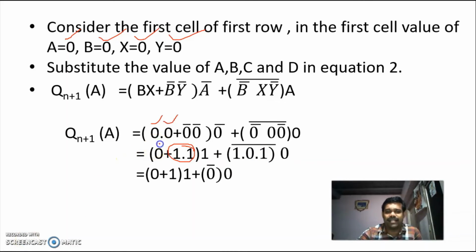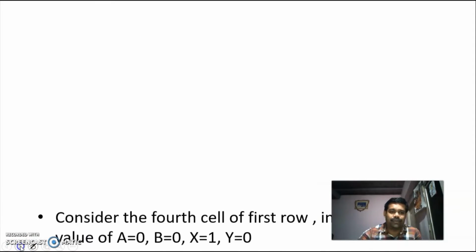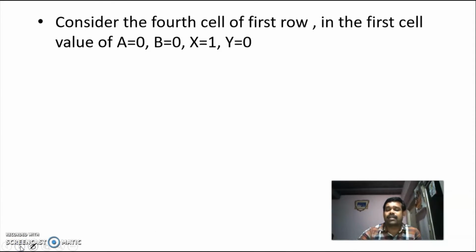So you will be getting 0 plus 1 into 1. And here 1 into 0 into 1 is 0, so 0 bar into 0. Next is 0 plus 1 is 1, then 1 into 1, then 1 into 0 is 0. So we'll be getting 1 plus 0, so you'll be getting 1. So you have to put the first value of first cell as 1.